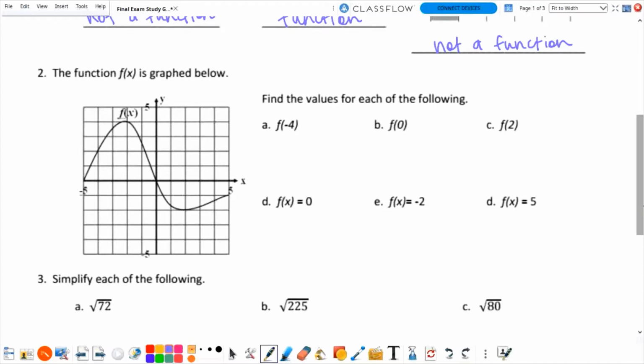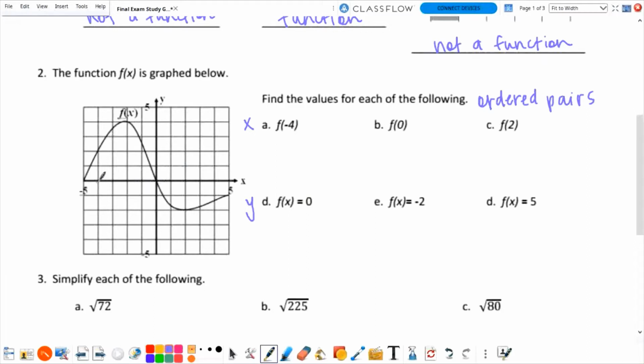Find the values of each of the following. So I want you guys to remember that we are looking for ordered pairs when this kind of question comes up. And if it's inside the parentheses, it is an x value. So all of this top row, those are x values. And when it's outside of the equal sign, f of x equals a number, that is your y value. So we're going to be looking for that point on the graph and give its matching y value or x value. So f of -4, right?